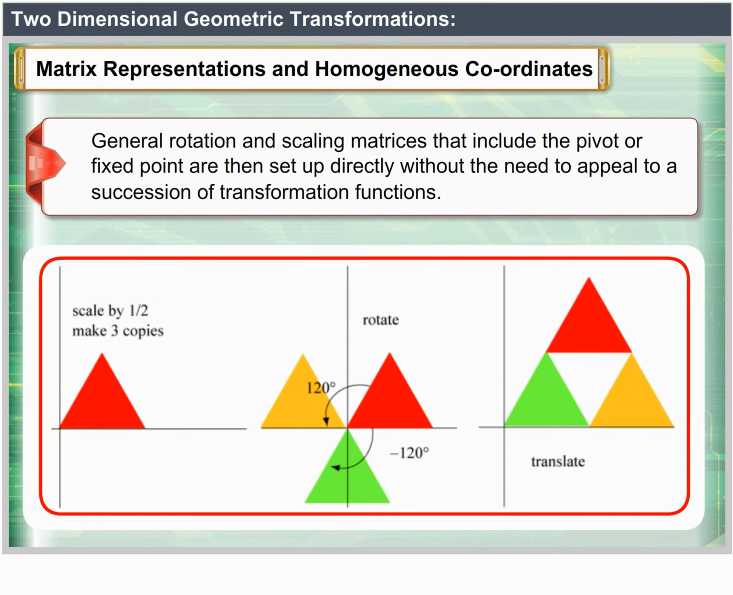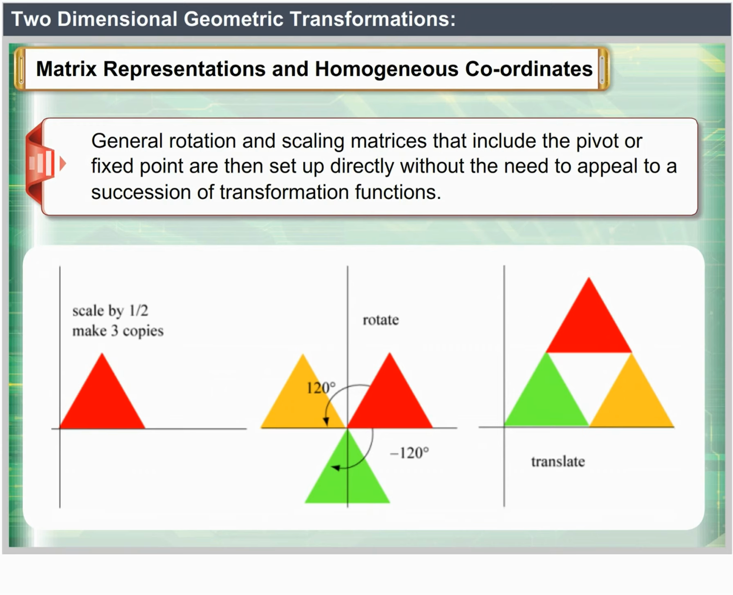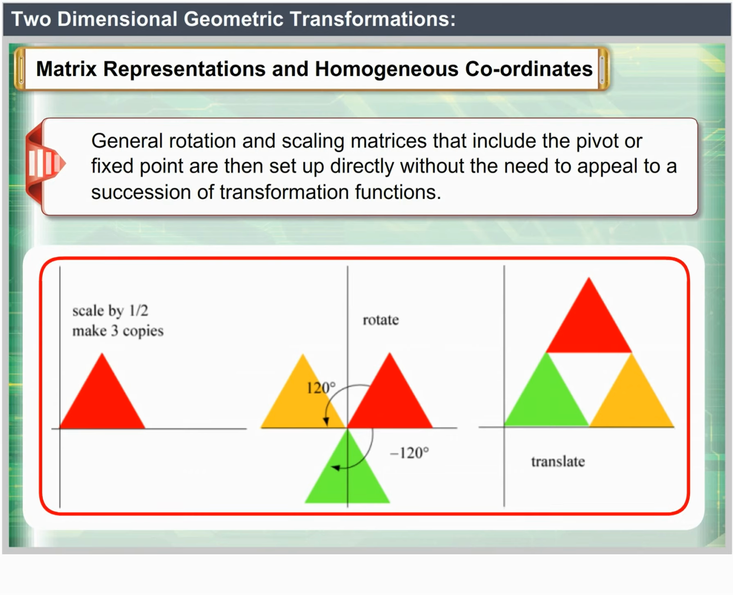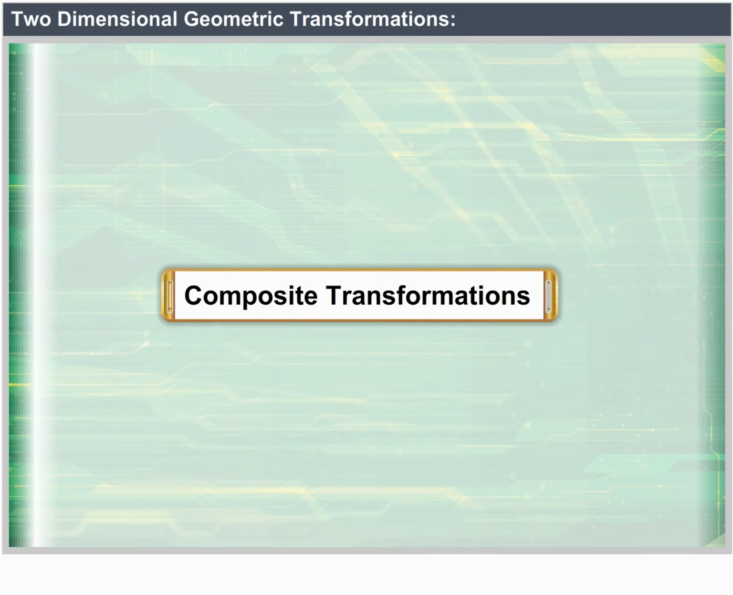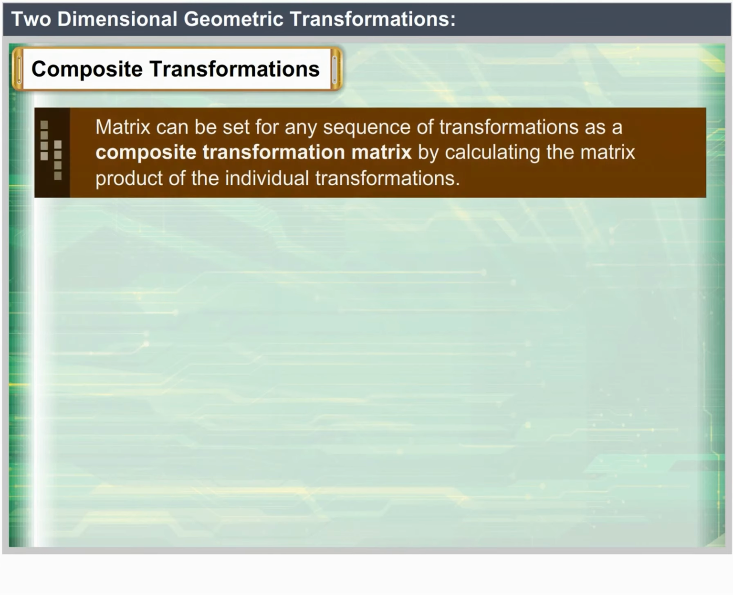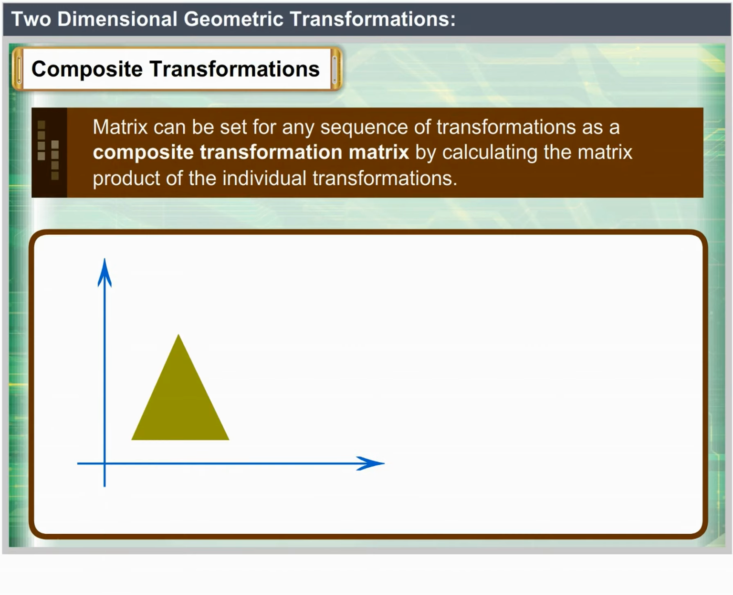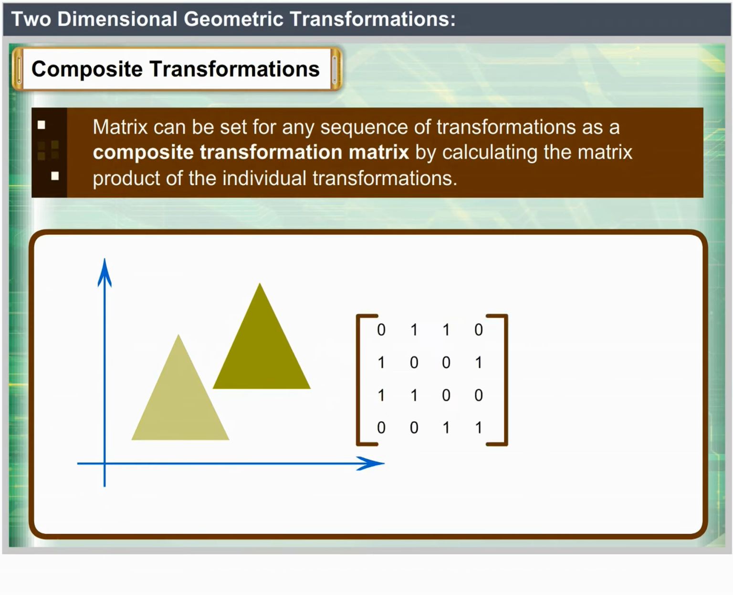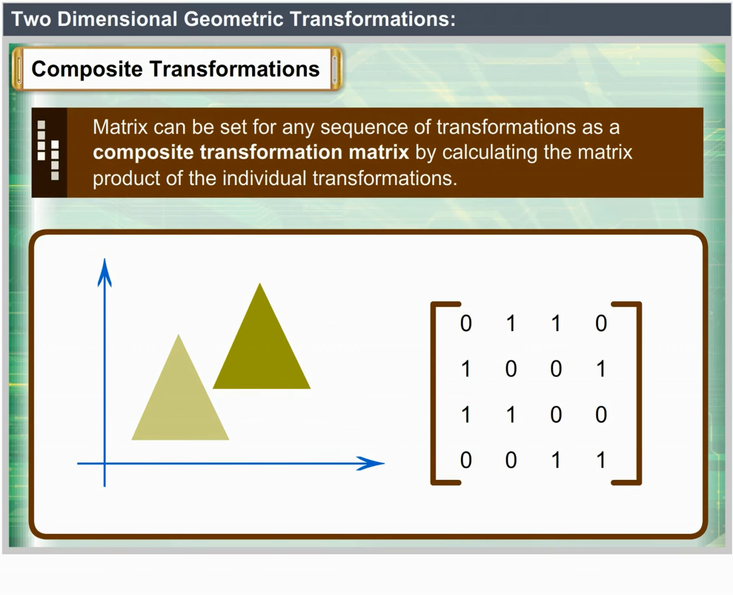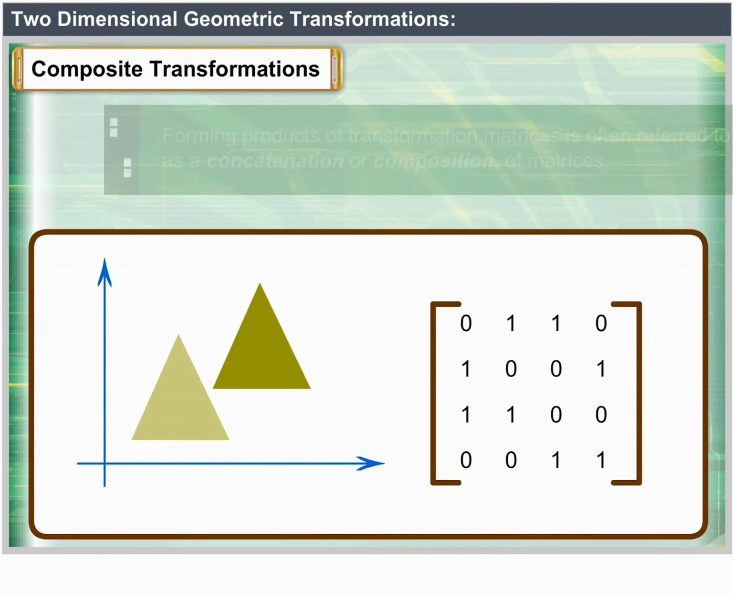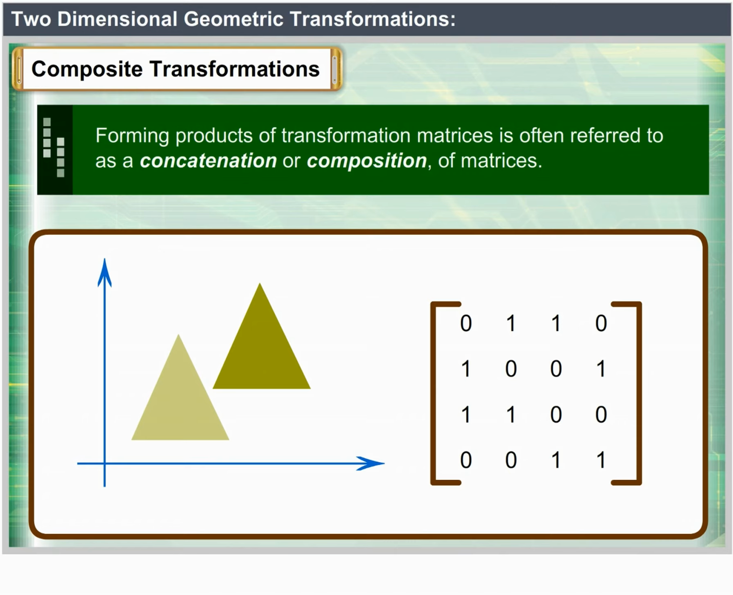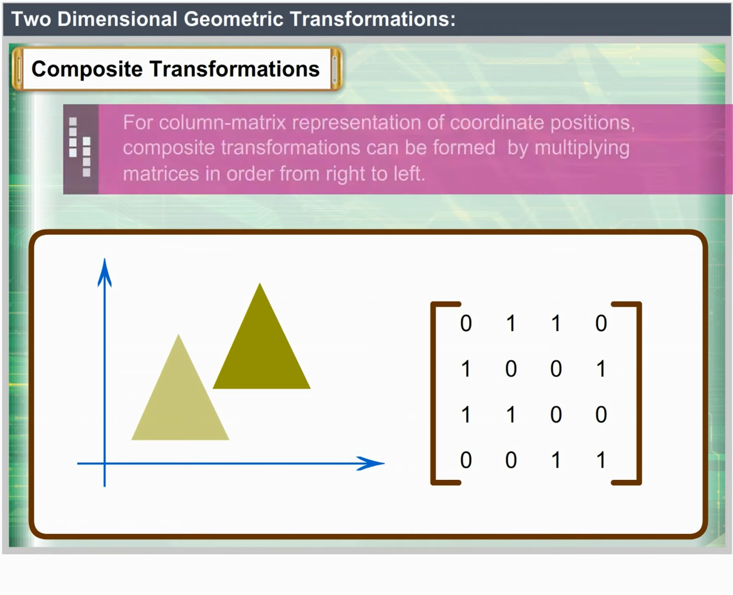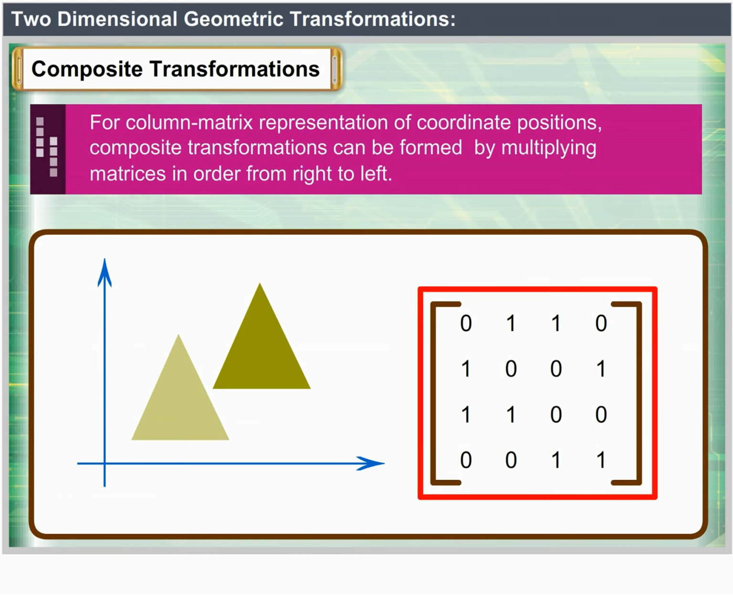Composite transformations. We can set up a matrix for any sequence of transformations as a composite transformation matrix by calculating the matrix product of the individual transformations. Forming products of transformation matrices is often referred to as concatenation or composition of matrices. For column matrix representation of coordinate positions, we form composite transformations by multiplying matrices in order from right to left. That is, each successive transformation matrix pre-multiplies the product of the preceding transformation matrices.